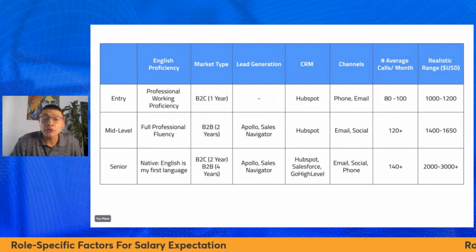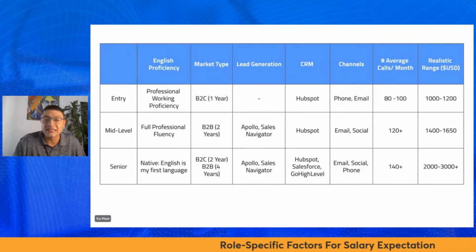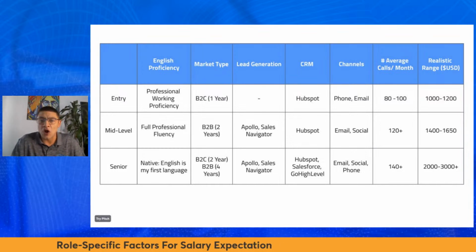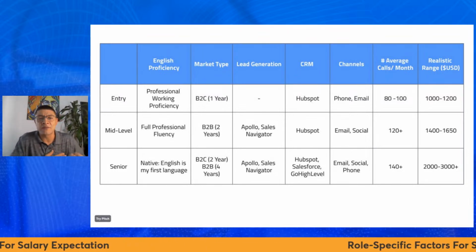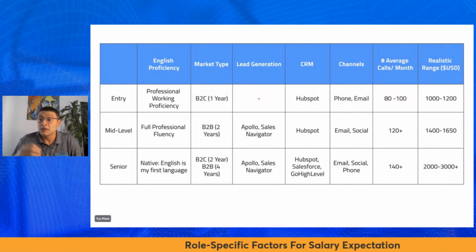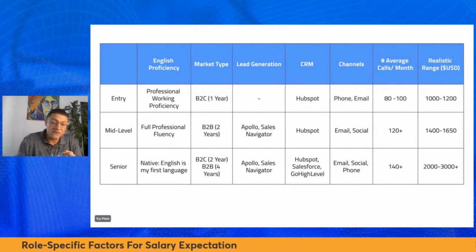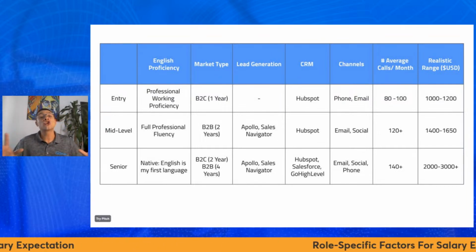Finally, for the senior, once again, English level would be a C2 native. They have experience in both B2B and B2C for 4 years or more. They have experience as well in Apollo, Sales Navigator, ZoomInfo, right? They've been able to use different types of tools to extract valuable information, let it be an email address, let it be a phone number. So again, for all of you that have that experience, that's a huge plus.